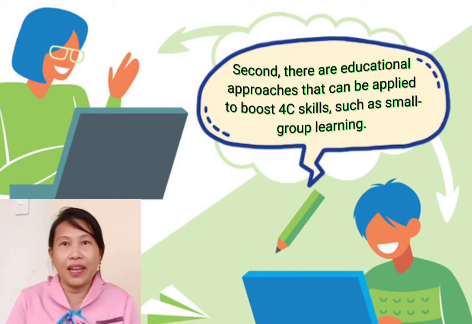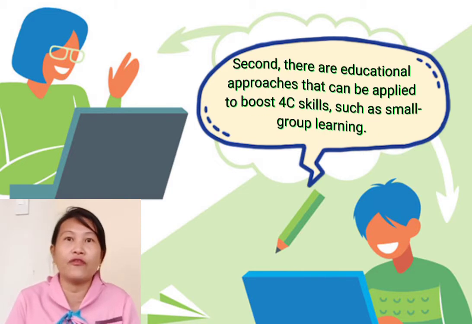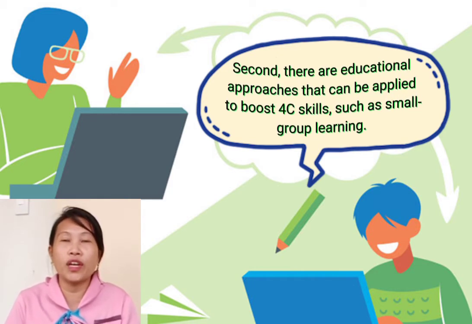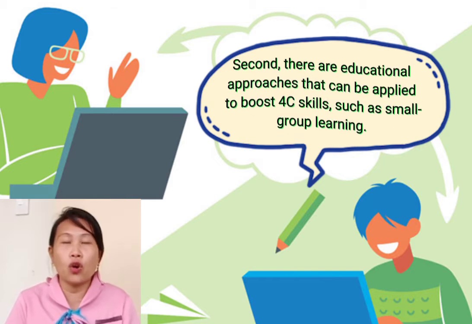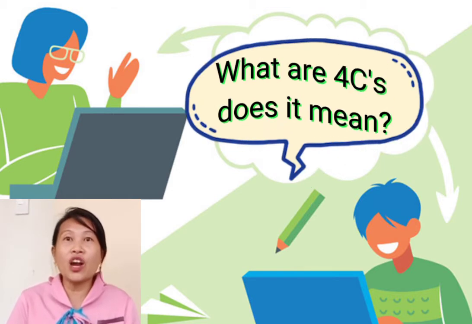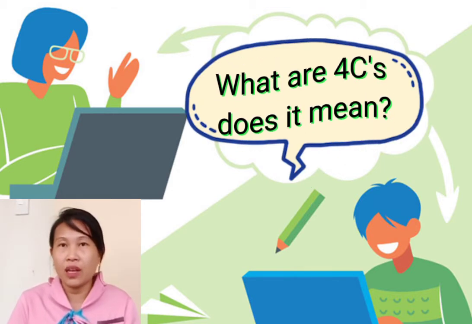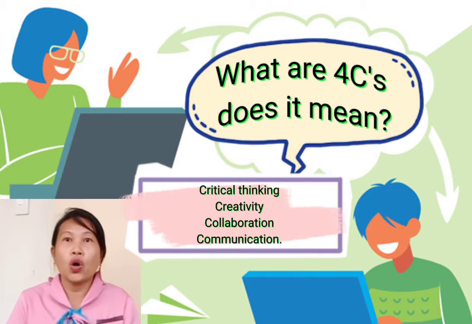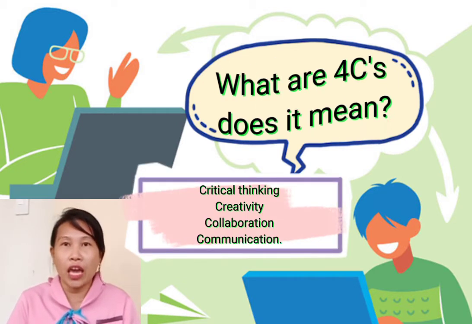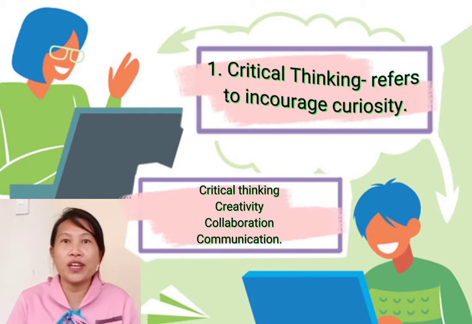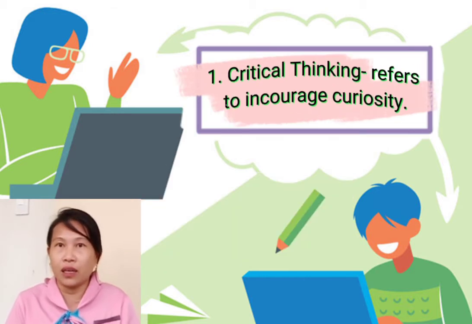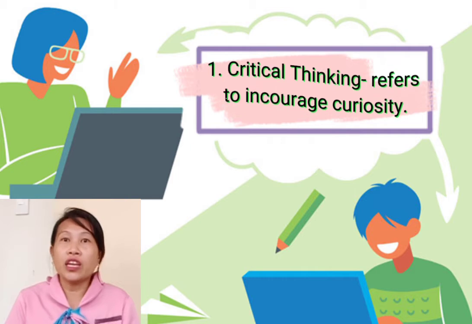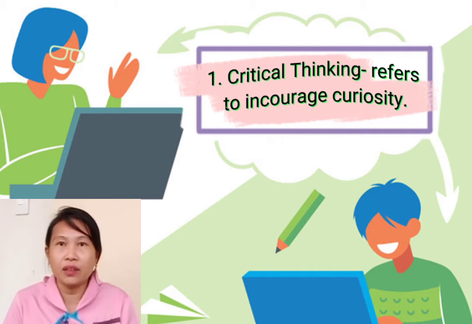Small group learning enables students to put their 4Cs skills into action, allowing them to work together to achieve a common goal. What do the 4Cs mean? The 4Cs are critical thinking, creativity, collaboration, and communication. So let us first define critical thinking. It refers to encouraging curiosity.